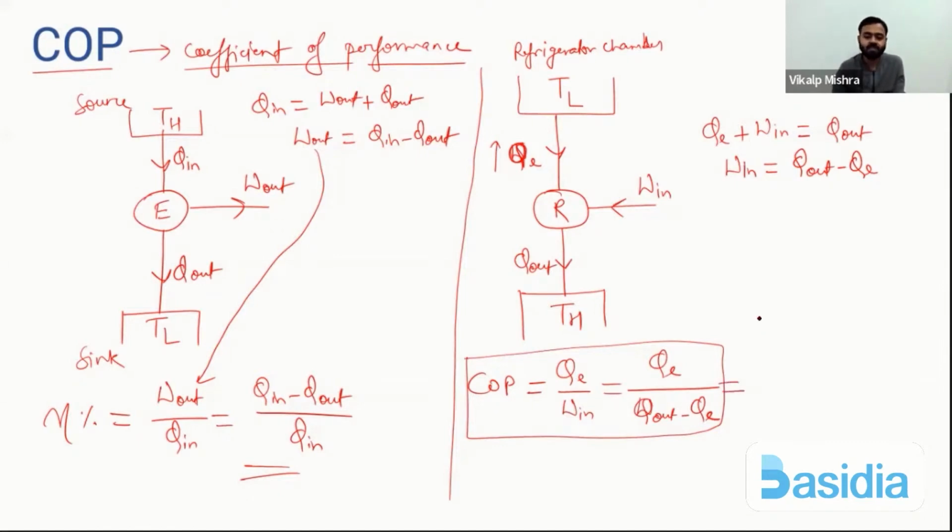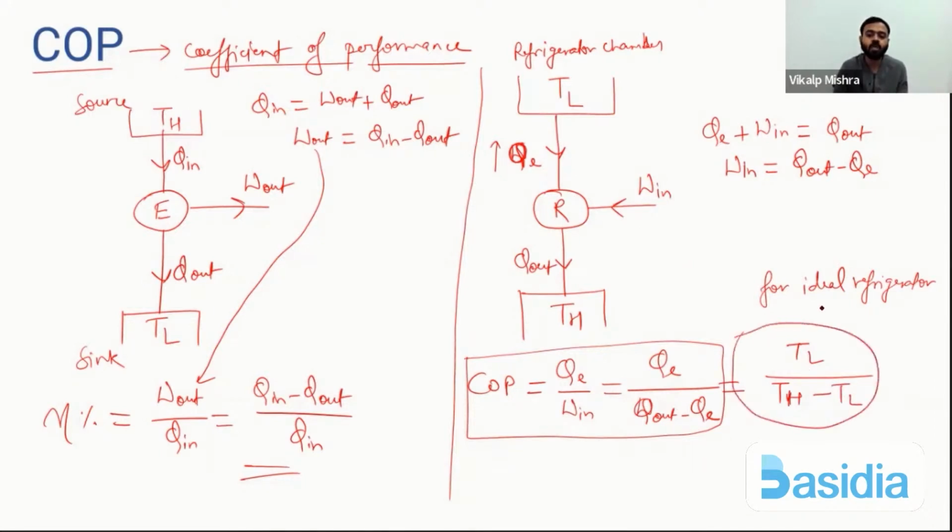So for an ideal refrigerator, we can write this COP in terms of temperature. QE we are extracting from lower temperature, so here we will write TL, and Q out we are giving to higher temperature, so we can write here TH, and QE is what we are taking from lower temperature, so we can write TL. So this is the formula of COP for an ideal refrigerator. We will use this formula in a problem also. We are going to solve one question.